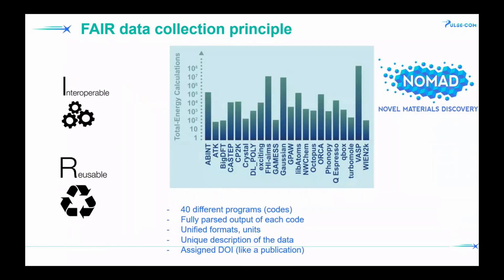And also, your data needs to be interoperable and reusable. When Kohn was working on density functional theory, there was one theory, but then everyone wrote their own code to calculate the material properties. So these are a few codes that are indexed by the NOMAD repository, and they actually have data from 40 different programs. You have to make sure that all these programs in the end produce data that can be comparable. The formats have to be unified. They have to use the same units. They have to have a unique description of the data.